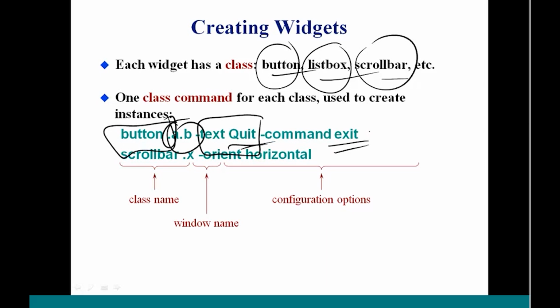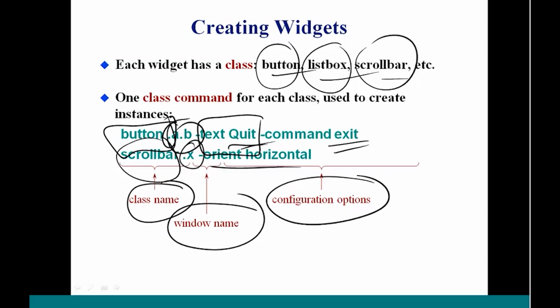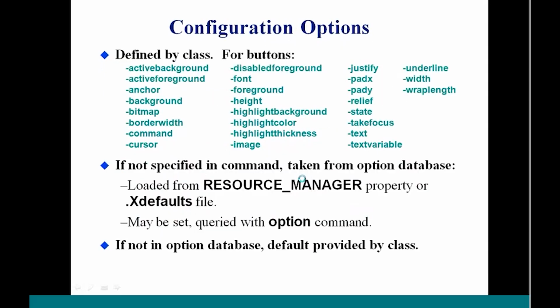And here is another widget which is a scroll bar, and its name is .x, and the orient is horizontal. So now you have three things that you use to define it. One is the class name, then the window name itself, and then the configuration options. Each class has several configuration options. So here is the class, and here are the configuration options for buttons as a class.